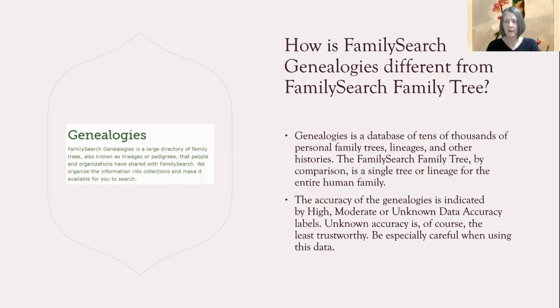So because they are compiled genealogies, they are not necessarily right. So FamilySearch has generously labeled them with high, moderate, or unknown data accuracy labels. So if something says unknown accuracy, really be suspicious. If it says moderate, then you can maybe trust it a little more. High means it's probably fairly accurate, and so there's not as much information that you may need to correct. But still be careful of it, even if it says high.